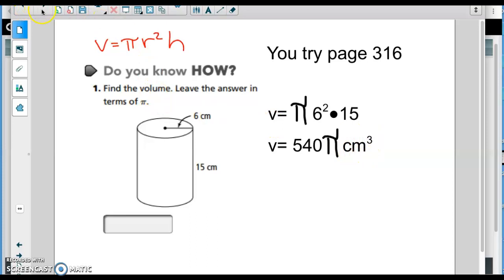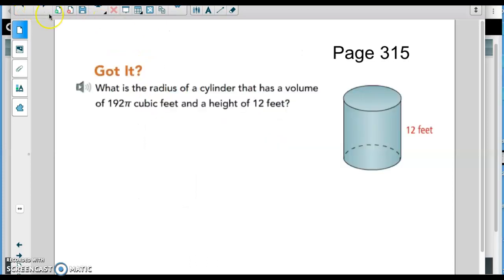Next type of problem you're going to see is on page 315, and without even reading, I noticed something about this cylinder. There's no radius, so that gives me a clue here that something's different about this problem. It says, what is the radius of the cylinder that has the volume of 192 pi cubic feet and a height of 12? So this time you're given the volume and you have to solve for the radius.